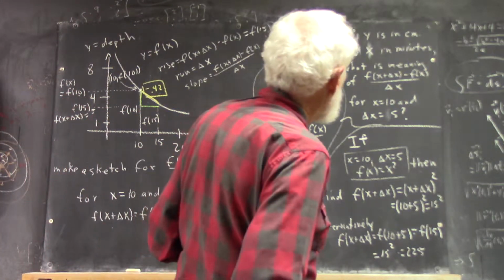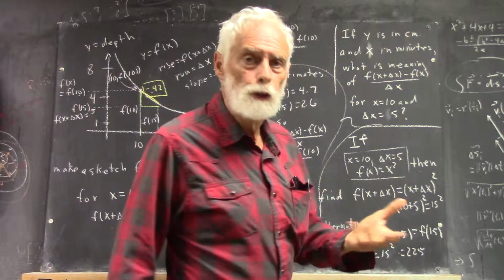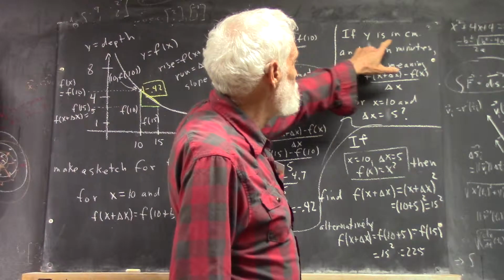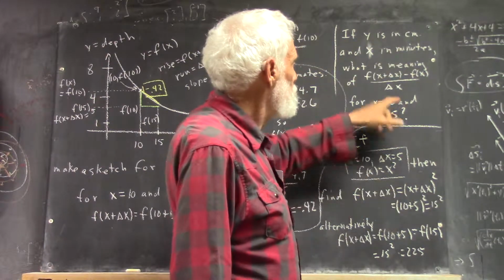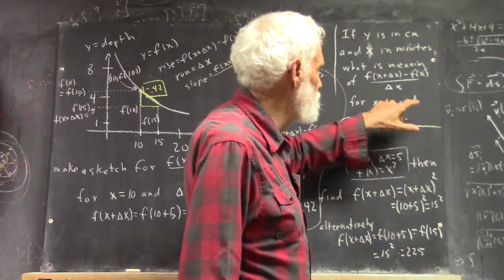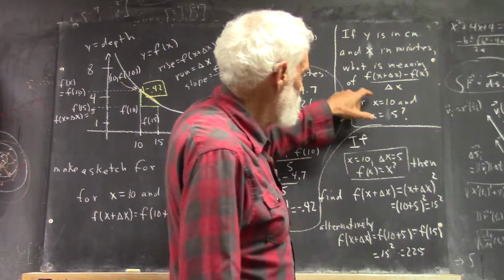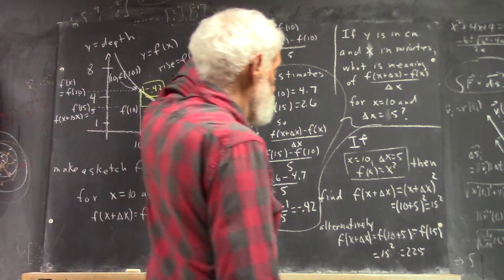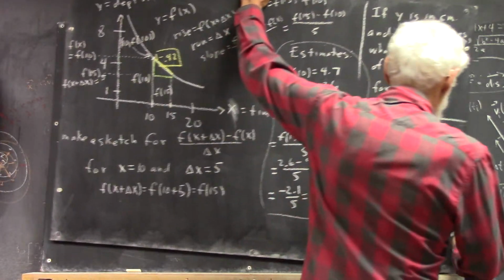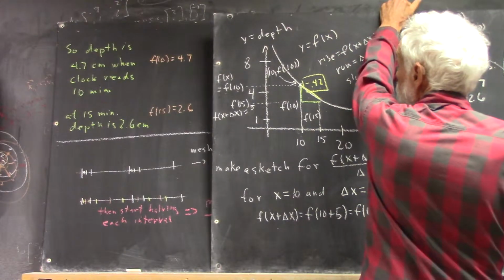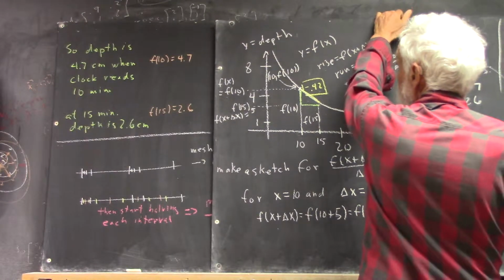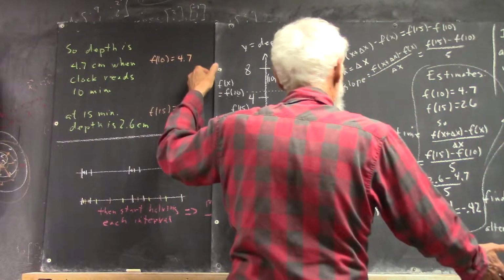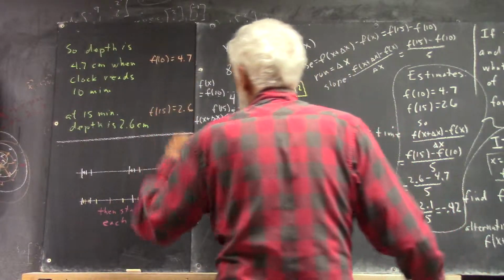Okay, now we want to do interpretation, because interpretation is extraordinarily important. So we say if y is in centimeters and x is in minutes, what's the meaning of f of x plus delta x minus f of x over delta x for x equals 10 and delta x equals 5? Okay, now people didn't do too badly with this. But this whole thing of interpreting meanings is of extraordinary importance. Okay?